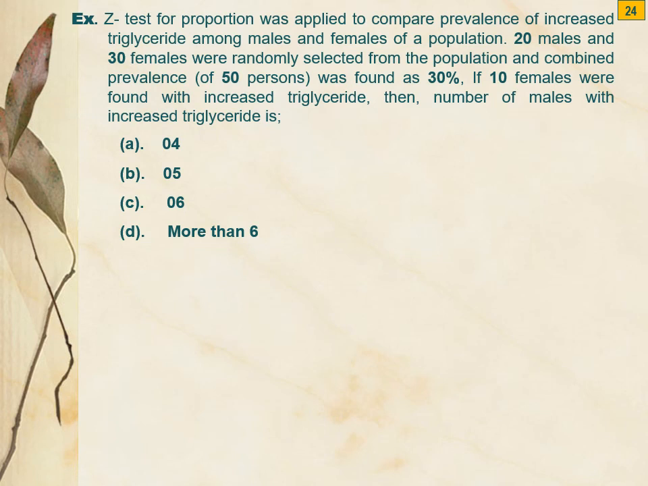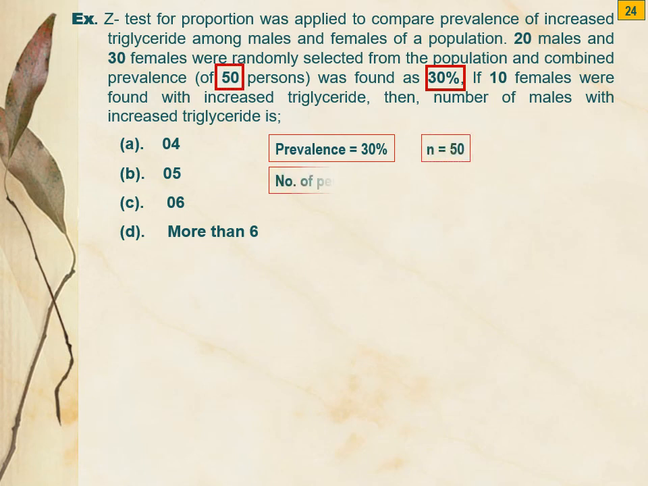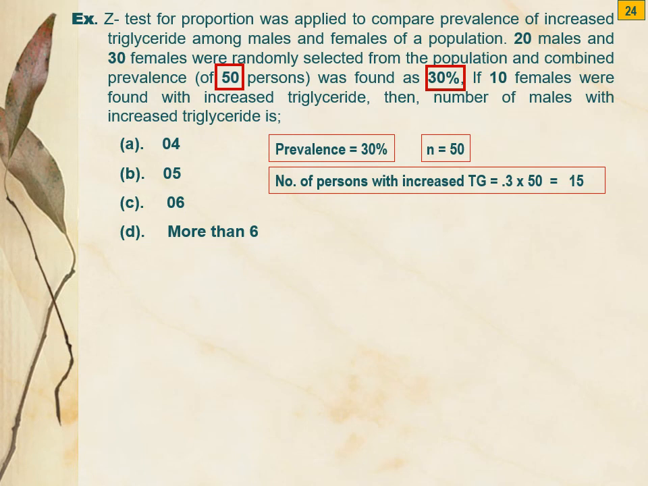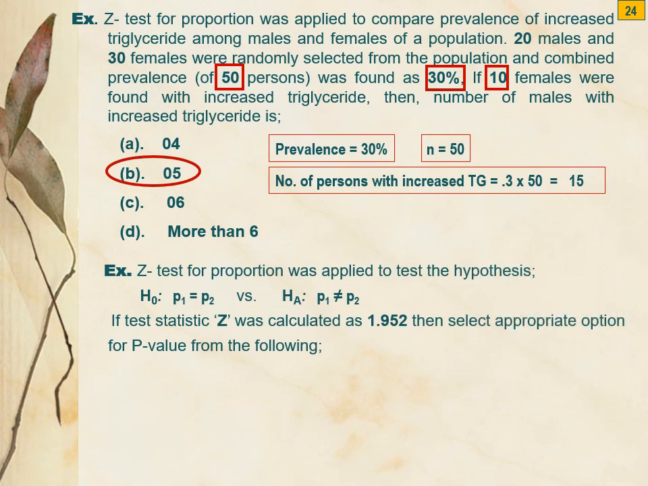Okay. It's a very simple question, simple mathematics. Either 4 or 5 or 6 or more than 6. You are given 30% are having increased triglyceride, 30% of 50. The overall prevalence is equal to 30%, and how many will have increased triglyceride, because the question is about the numbers. So 30% of 50 will be equal to 15. That is, a total of 15 persons in the combined sample have increased triglyceride. Females are 10, and therefore how many males are left? 5. So your answer is this. Simple question. I think there is one more question.